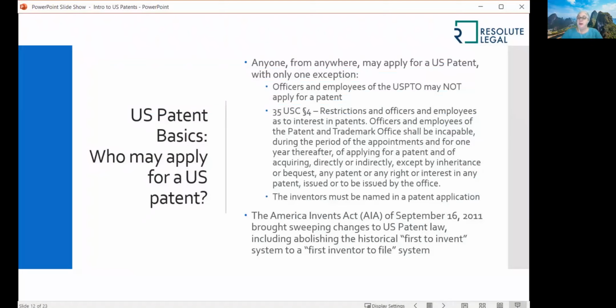Who may apply for a U.S. patent? Anyone from anywhere in the world may apply for a U.S. patent with only one exception. Officers and employees of the United States Patent Office are restricted from patenting or owning interests in patents while they are employees of the Patent Office and for 1 year after they leave employment of the Patent Office. So no, there's no nationality requirement to take advantage of the U.S. patent system. Anyone from anywhere in the world can be named as an inventor on a U.S. patent.